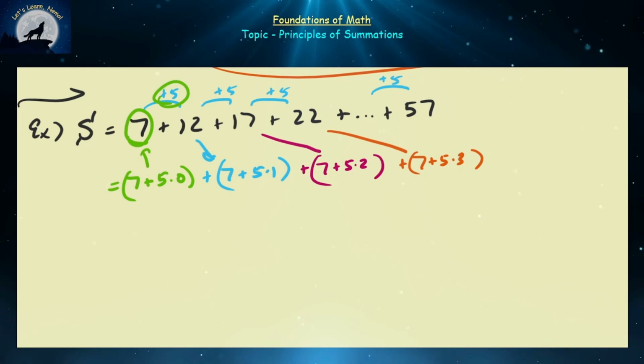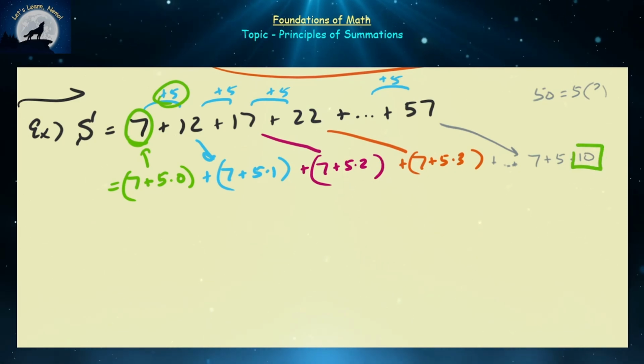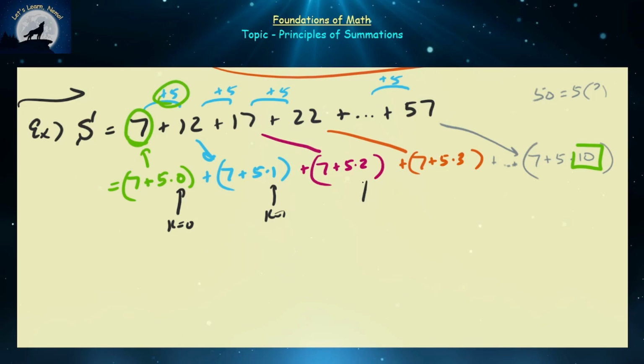And then we go all the way down to the last term, which is going to be equal to what? So plus all the way down to 7 plus 5 times something. So 7 plus what gives you 57? That's obviously going to be 50. And 50 is equal to 5 times something, and that's obviously going to be equal to 10. This 10 is a very important number because that corresponds to the n value that we're looking at. Because look here, that's k equals 0, that's k equals 1, that's k equals 2, that's k equals 3, and that obviously is k equals 10.